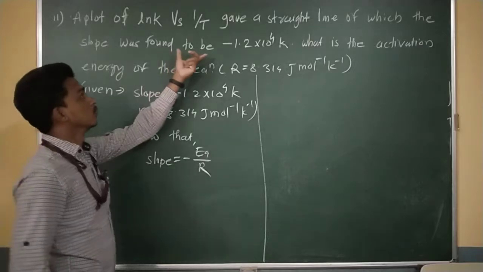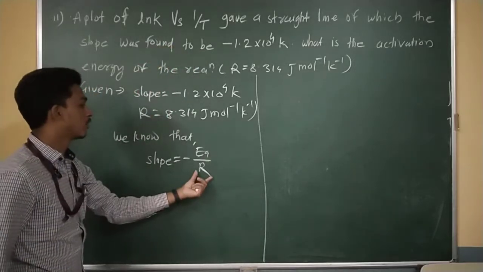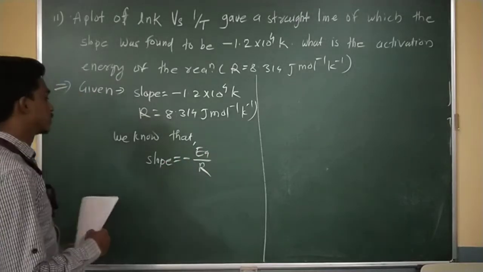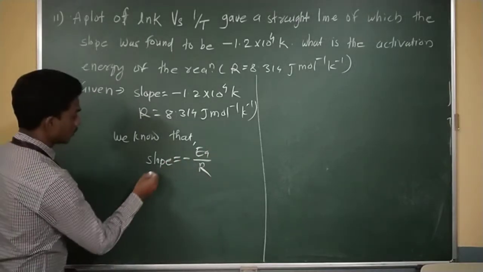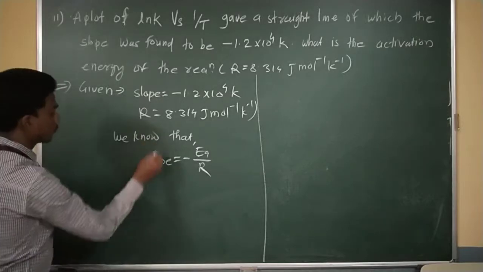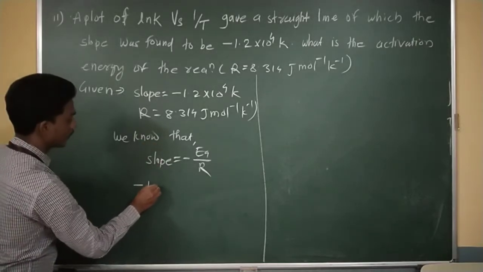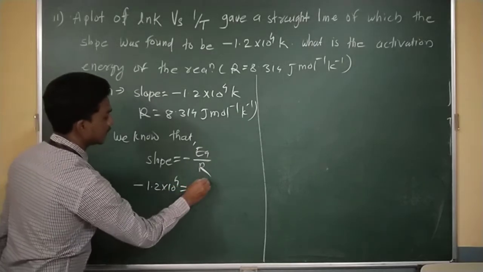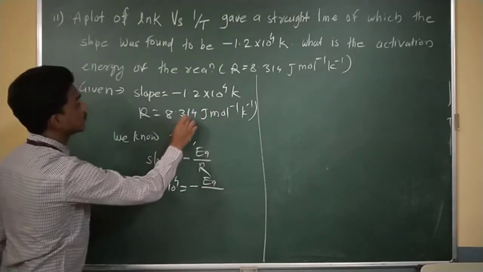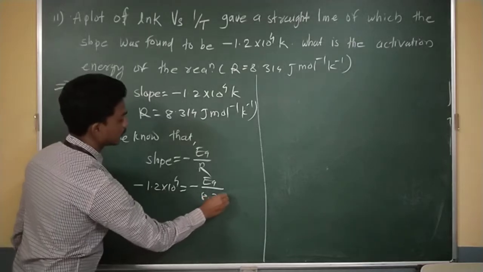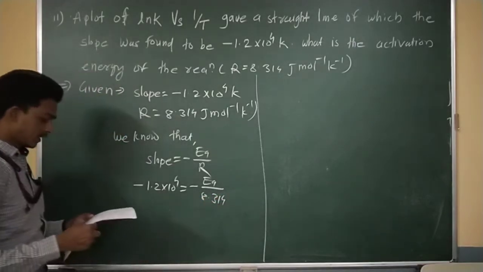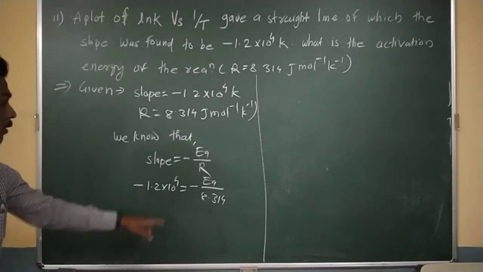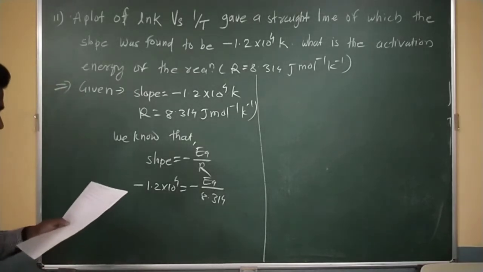In this, the value of slope is given, and the value of R is given here. We have to find out the energy of activation. So this is the formula. I know the value of slope is minus 1.2 into 10 raised to 4, equal to minus Ea upon R, and the value of R is 8.314. The value of R is given here. So up to this I can write like that.